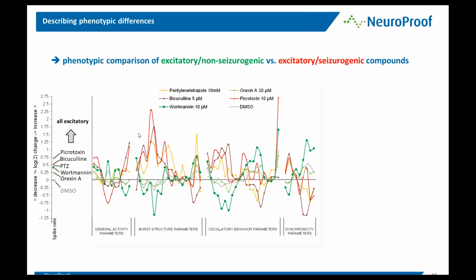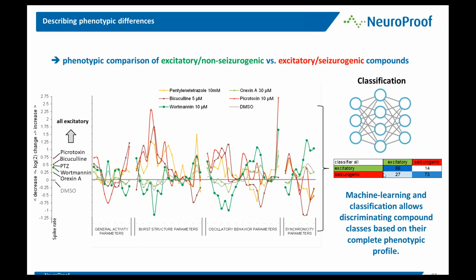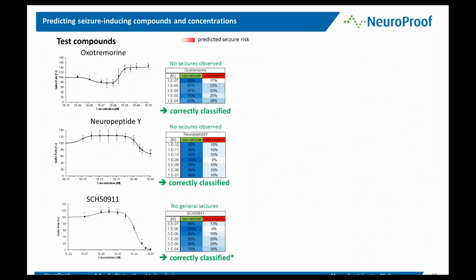Now we use this phenotypic difference, which are very distinct in several of those parameters, and perform a classification using this artificial intelligence methods I was referring to before. And what I can show here is that those two groups, they separate very nicely, and this separation can be then used to investigate unknown compounds. Those unknown compounds, for instance, are test compounds like oxytryptamine, neuropeptide, or SCH, tool compounds. These ones are all excitatory, but they are safe because they were classified in a concentration response way into the non-seizure class.